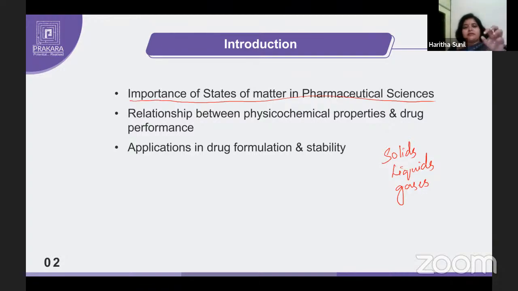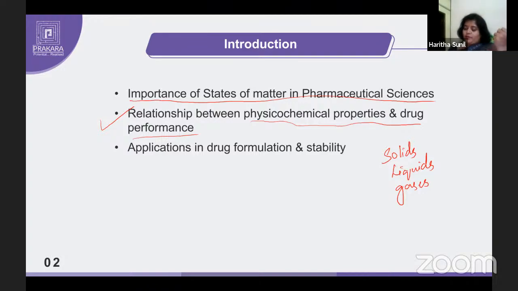Understanding these states of matter always helps in predicting drug behavior, the manufacturing process, as well as product performance. State transitions are essential in the drug formulation process, like freeze drying and spray drying, in order to enhance stability as well as bioavailability. And this also has a particular relationship between the physicochemical properties and the drug performance. So what is that relation?